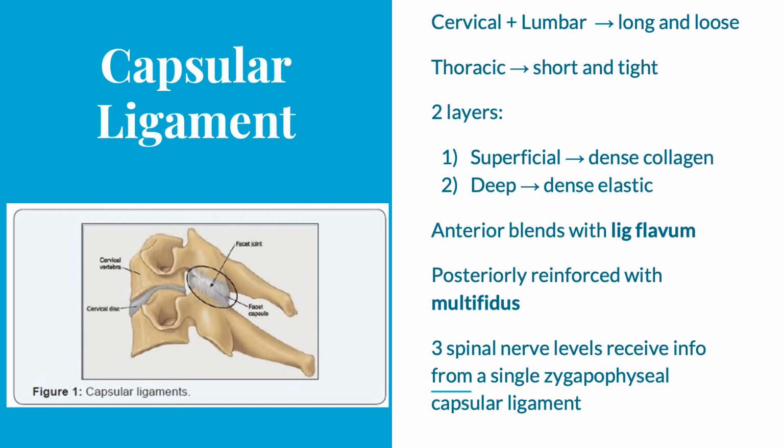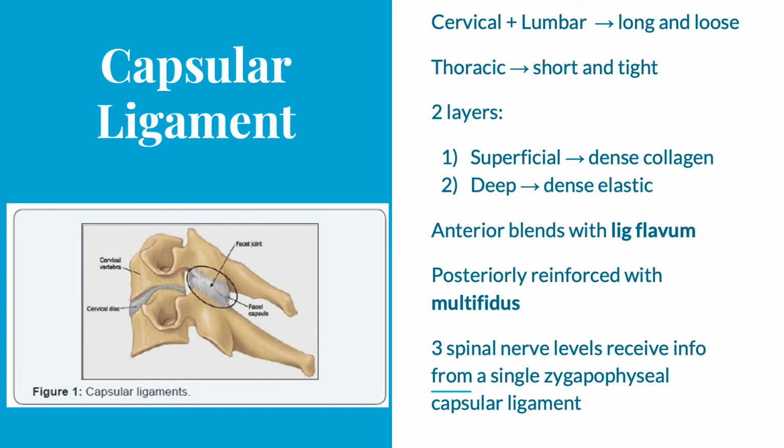The anterior part of the capsular ligament blends with the ligamentum flavum. So you can see on that diagram on the left where the capsular ligament sits, just in front of it will be that lig flav going from lamina to lamina. So that would make sense. Those are going to support one another. And posteriorly, it's going to be reinforced with that multifidus muscle. So remember, that's going all the way down the spine.